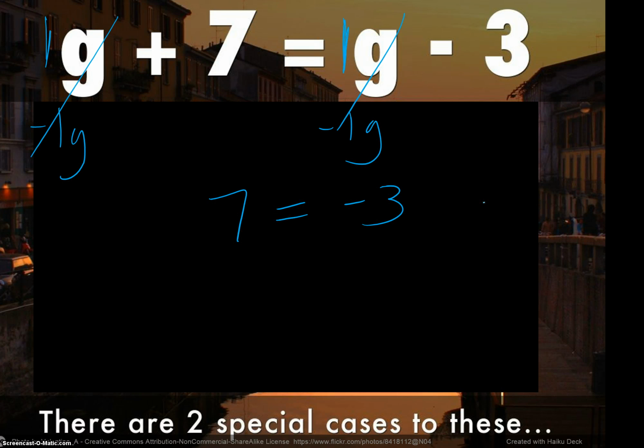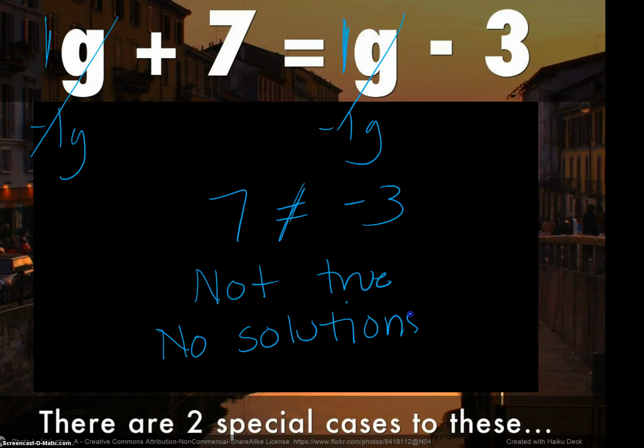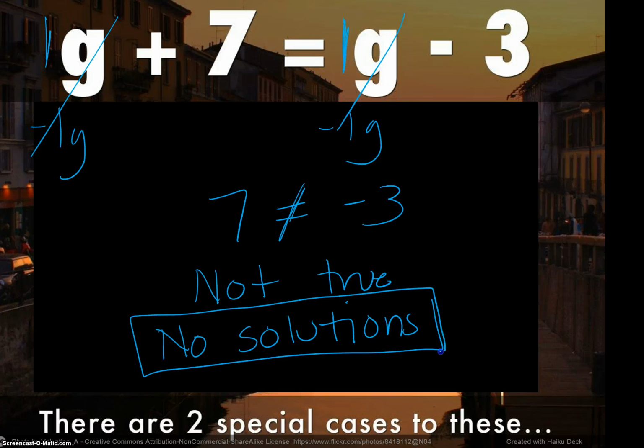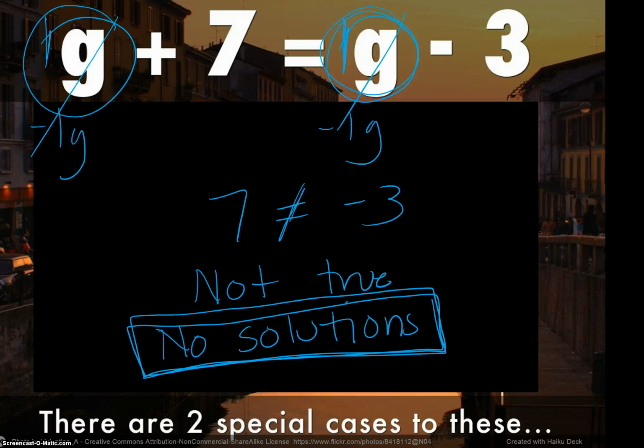This is not true. Whenever you get something that is not true, it's called an answer that has no solutions. So you don't write "not true." You instead write "no solutions." There are no solutions to put in for g to make this true. You could not substitute any real number in for g to make this true, because once you isolate your variable, you will never get 7 equals negative 3. It's not true, so your answer is no solutions. This is called a special case.